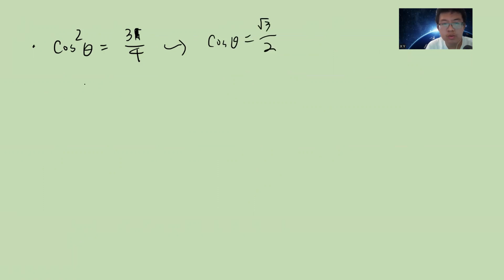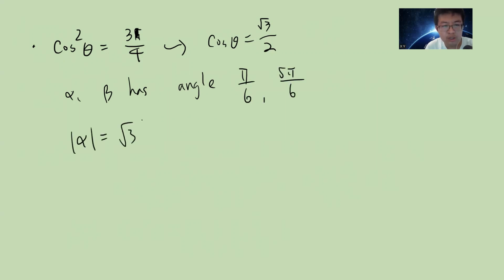And the next situation is that we have cosine theta squared equal to 3 divided by 4. So cosine theta is square root of 3 divided by 2, which means that alpha and beta have angle 30 degrees, so it's pi divided by 6 or 5 pi divided by 6. And you can easily show that alpha must be square root of 3 times beta, or beta equals square root of 3 alpha.